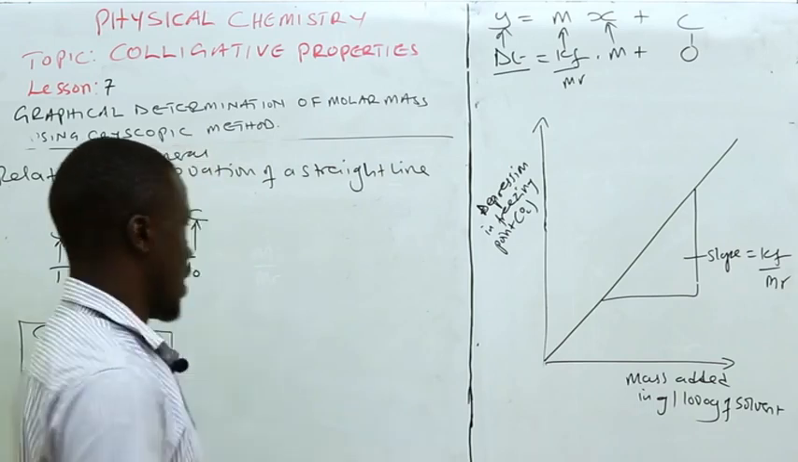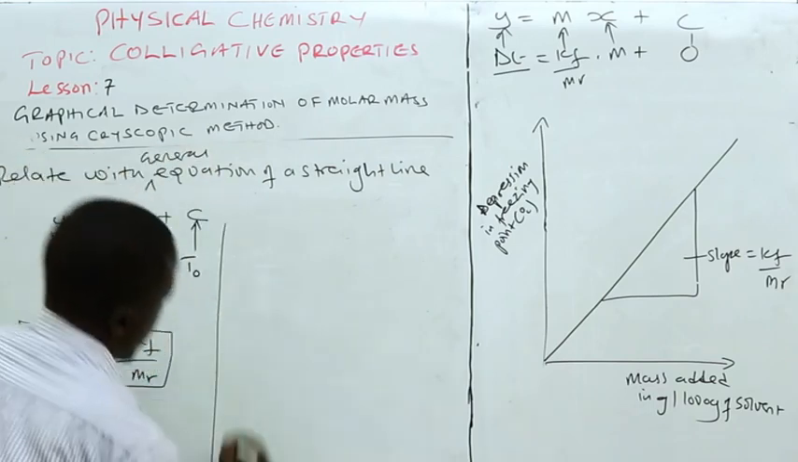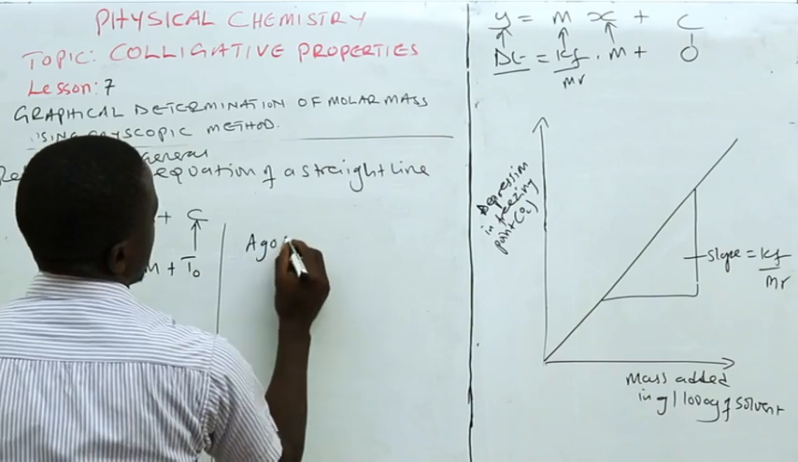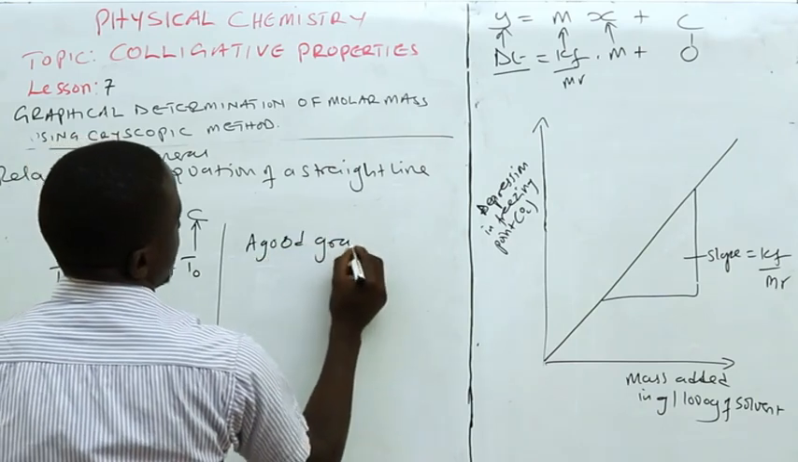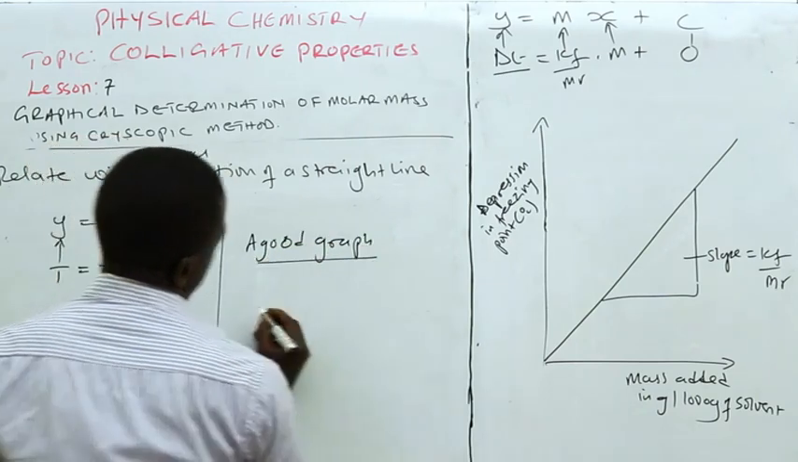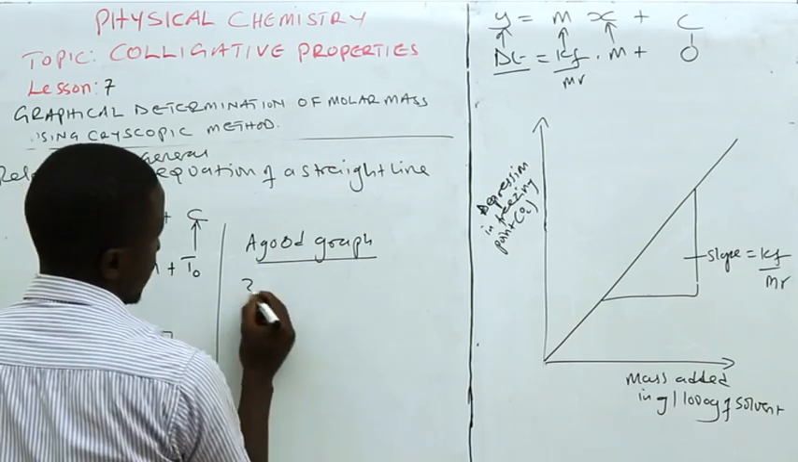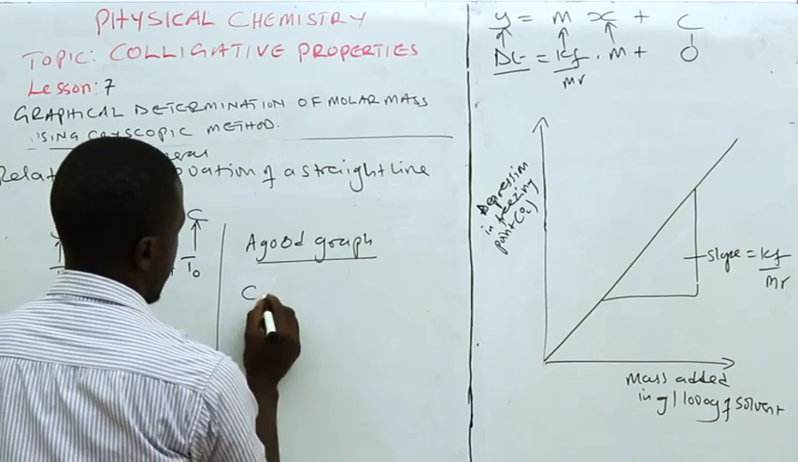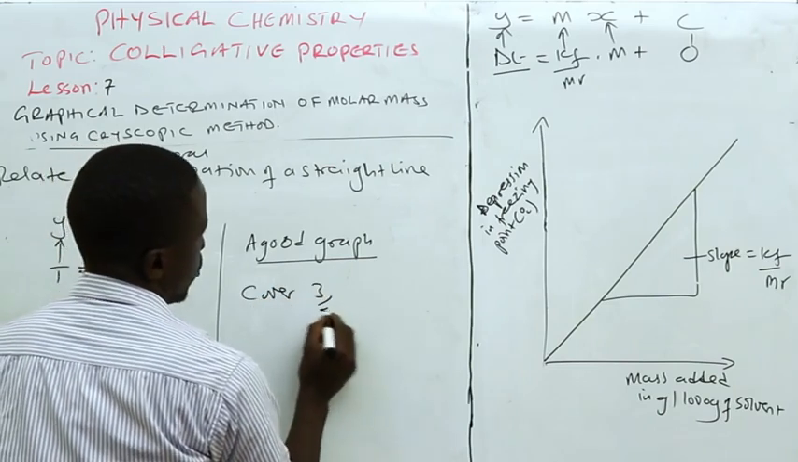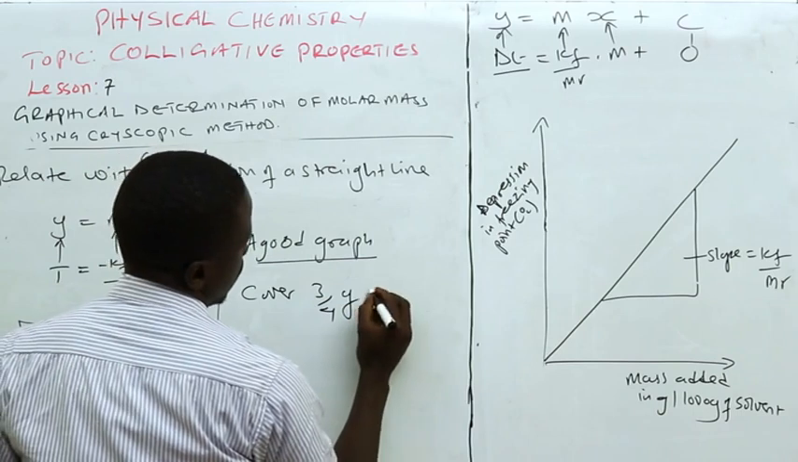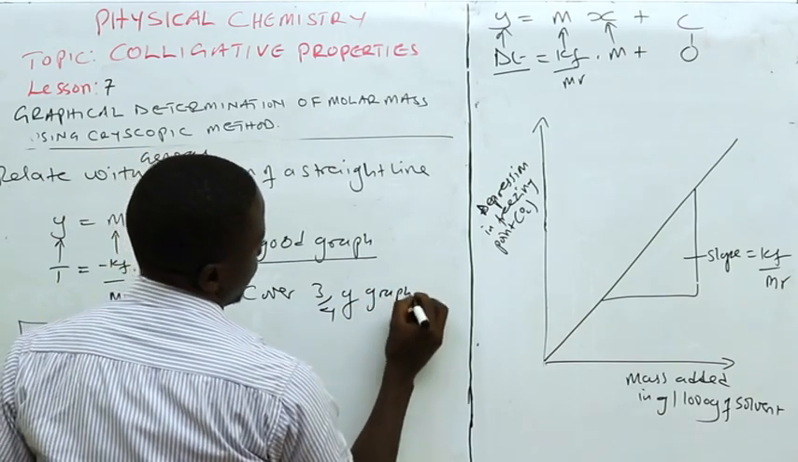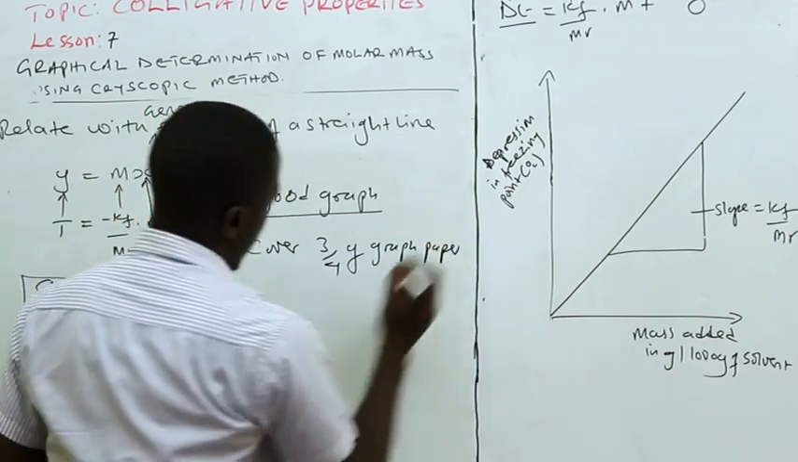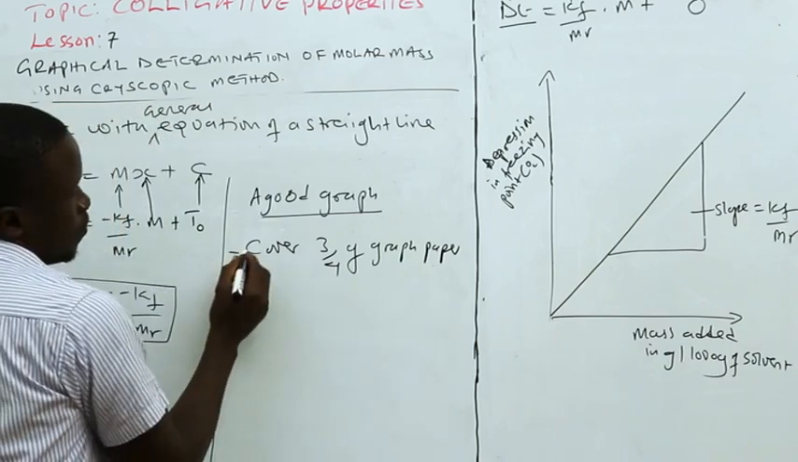Some of the tips when you are drawing these graphs: one, a good graph should cover at least 3/4 of the graph paper.